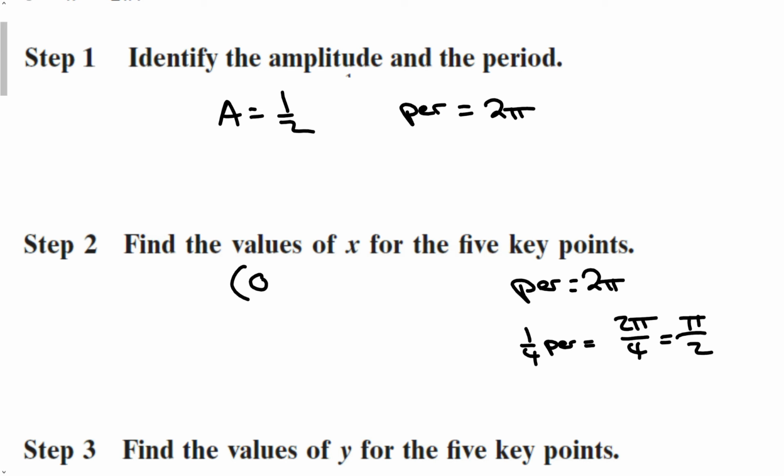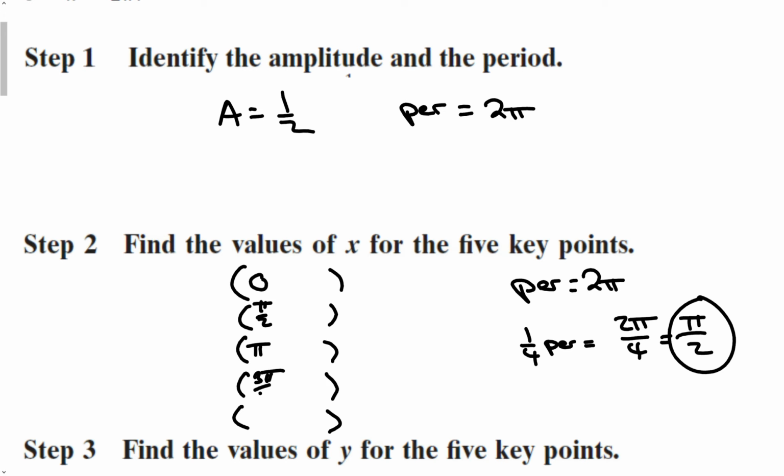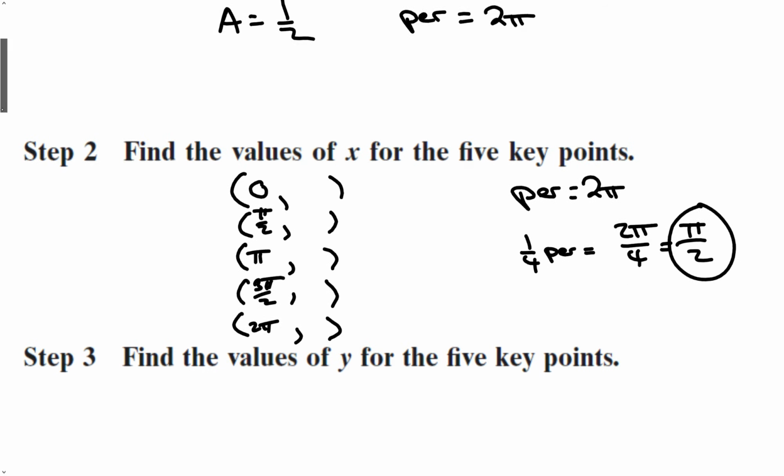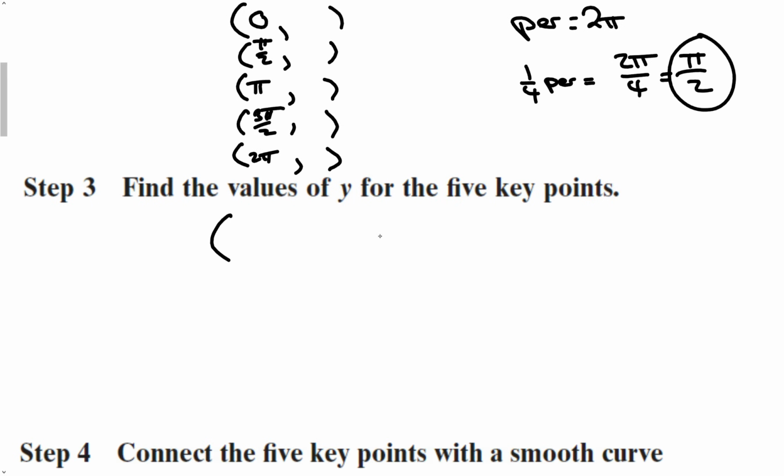Okay? To get the values, and I'm making coordinates here, to get the x values for the 5 key points, we start at 0 and we add a quarter period to get the next value. So 0 plus a quarter period is pi over 2, then pi, then 3 pi over 2, then 2 pi, right? And that is half of my coordinate. Next, find the y values.